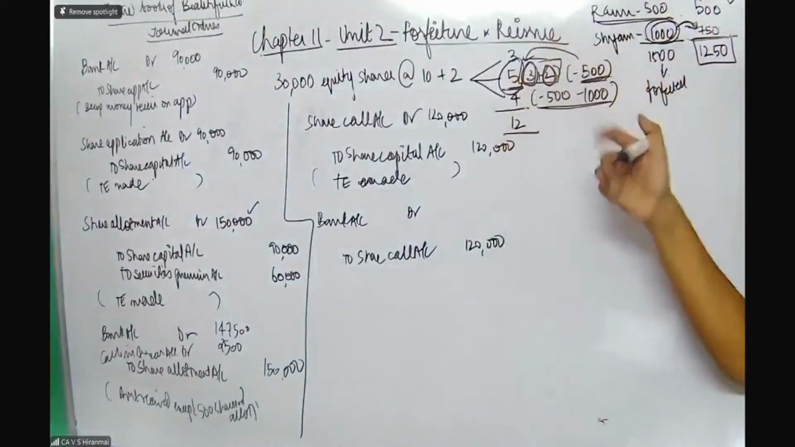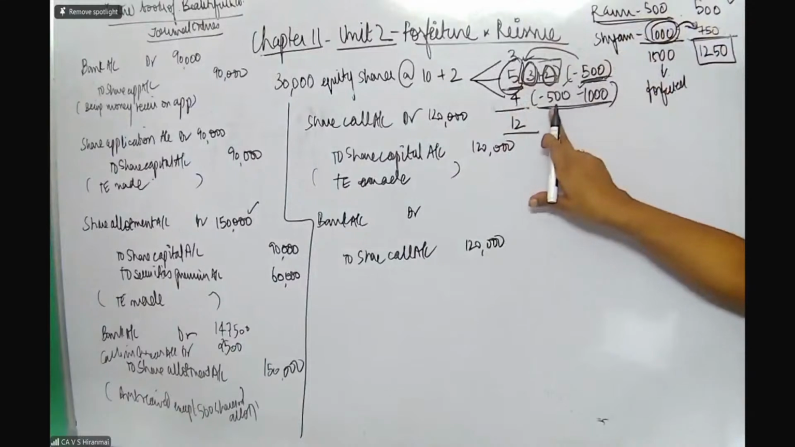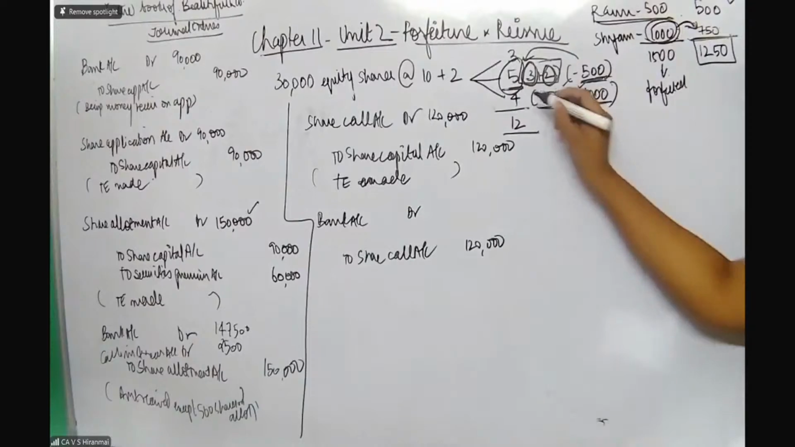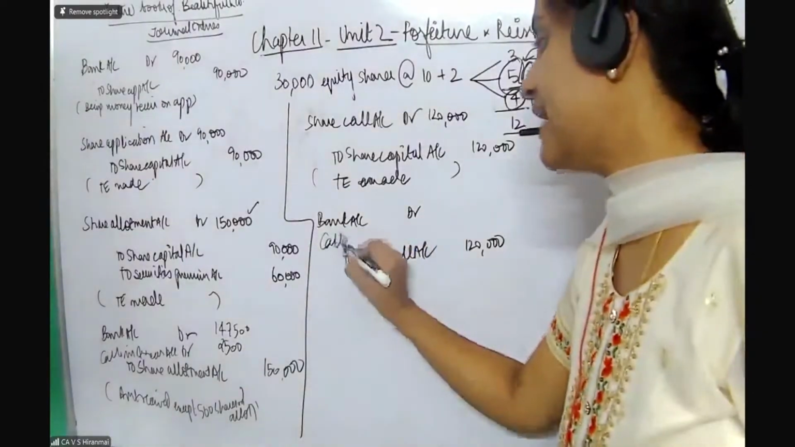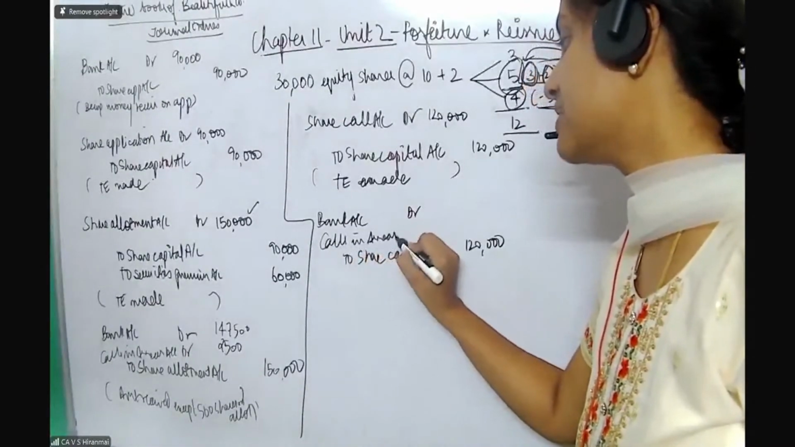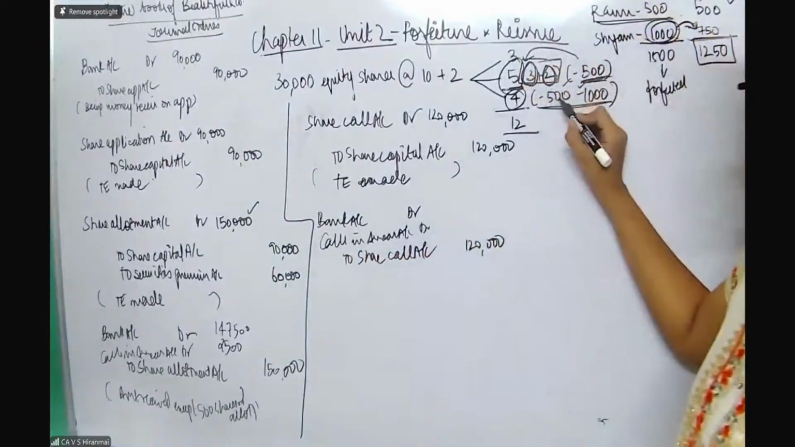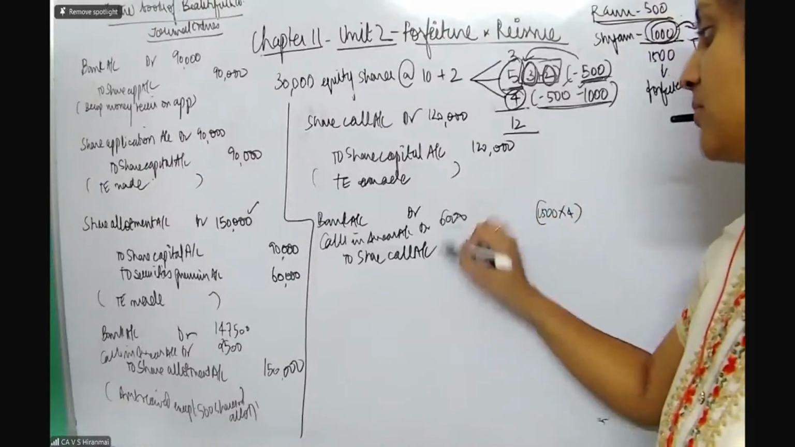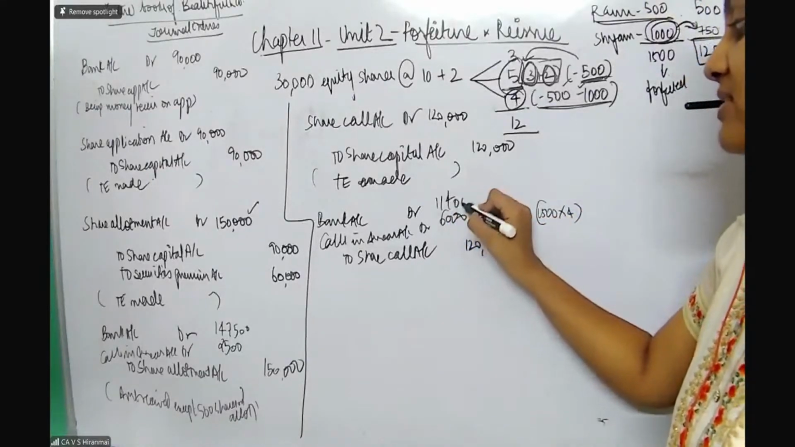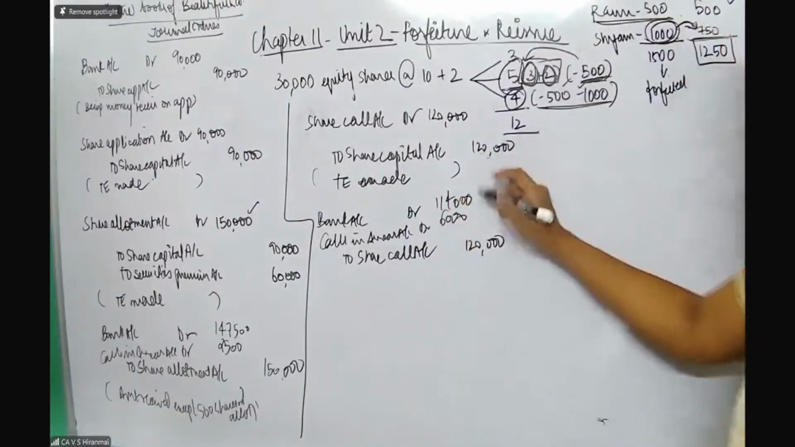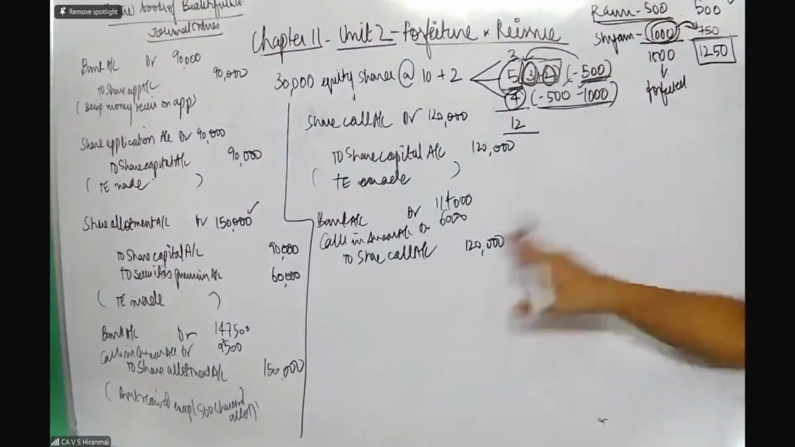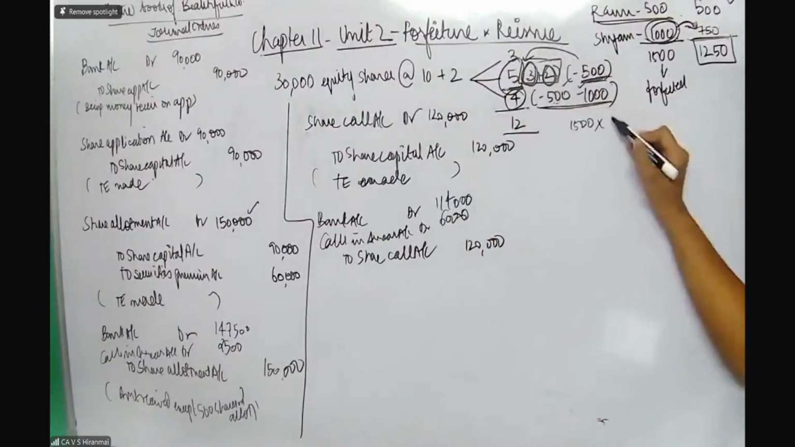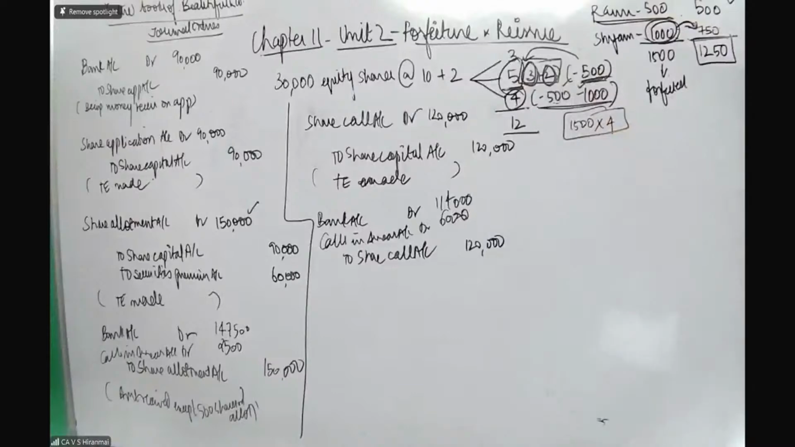Now see the presentation. Two people have not paid. What are the total number of shares not paid? 500 shares Ram, 1,000 shares Shyam. Total 1,500. How much is the value they have not paid? That I will take to the calls in arrears account. Clear? How much will it come to? 1,500 into 4 rupees, so it is 6,000 rupees they have not paid. So I would have received the remaining: 1,20,000 minus 6,000 gives me 1,14,000. How did the calls in arrears come, madam? Two people have not paid, so 1,500 into 4. That is the call value that they have not paid.